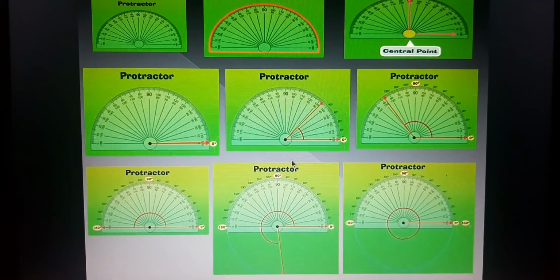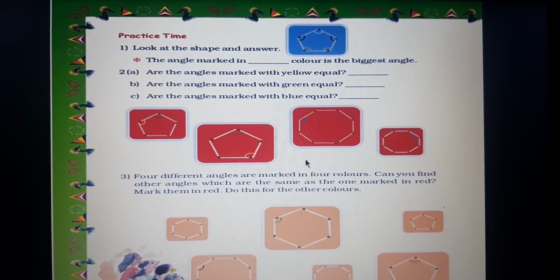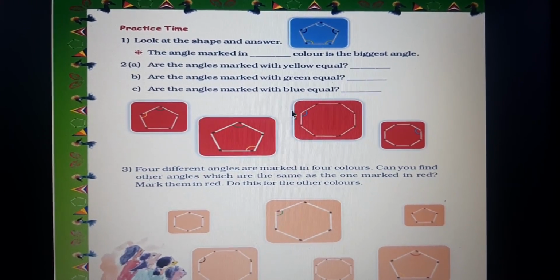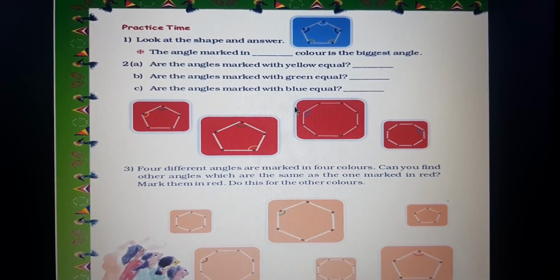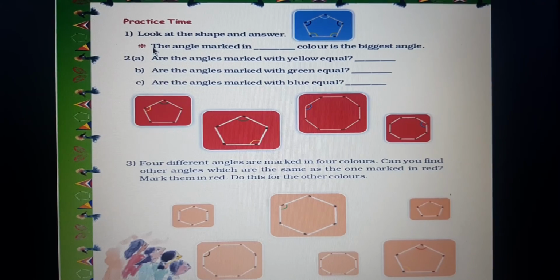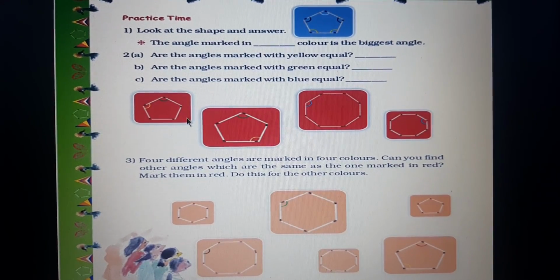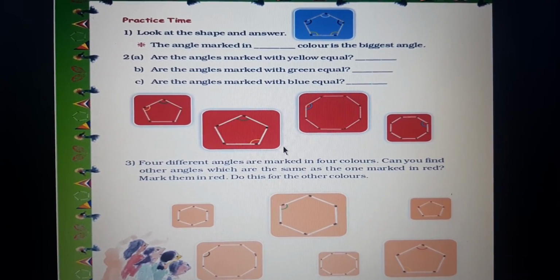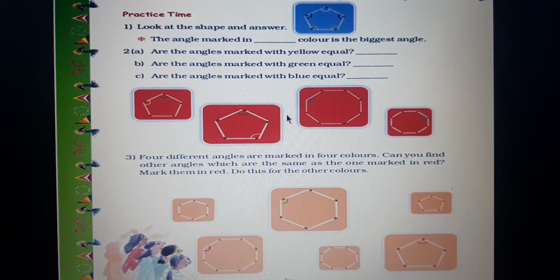Now from those types of angles, we have an activity for practice time in your textbook, page number 18. You can see here, the first question is given in this way. The first 4 questions are given in your activity here. You can do it in your textbook, and one by one we will discuss here.